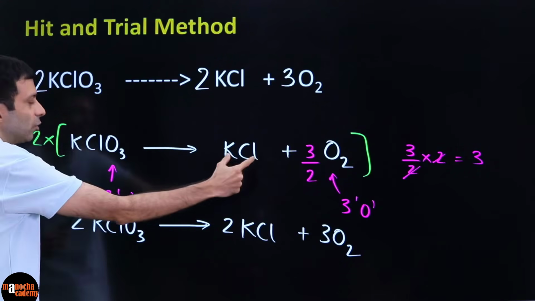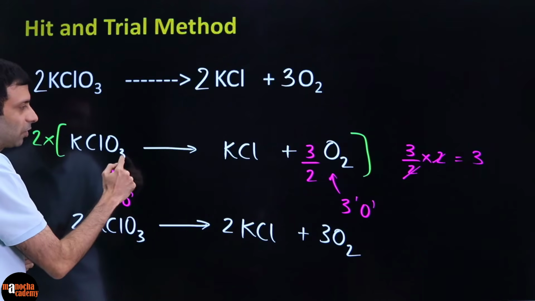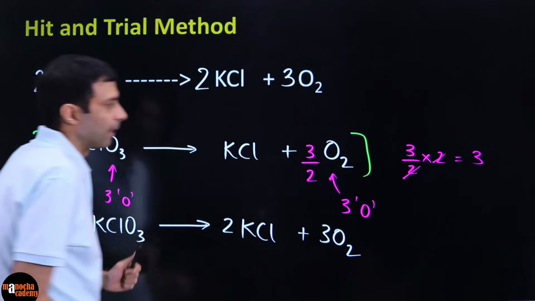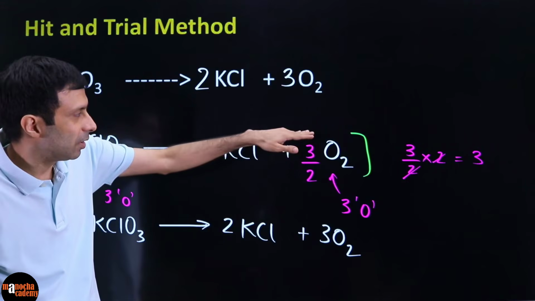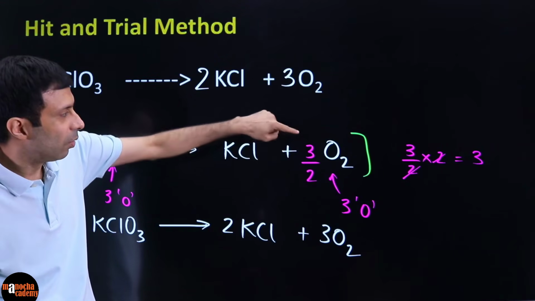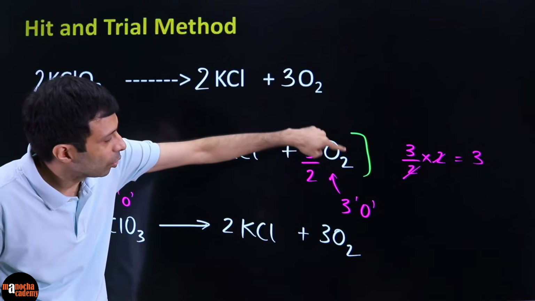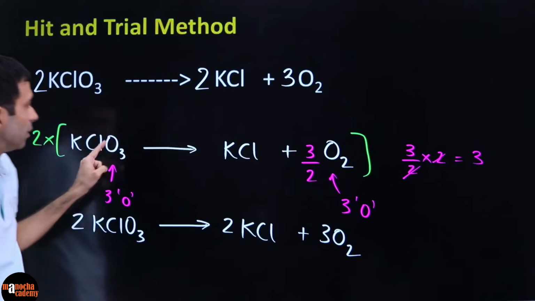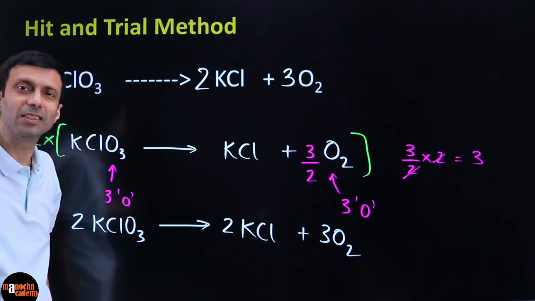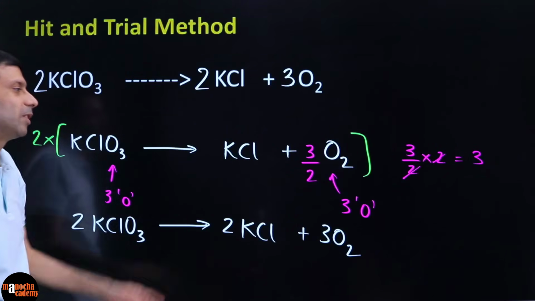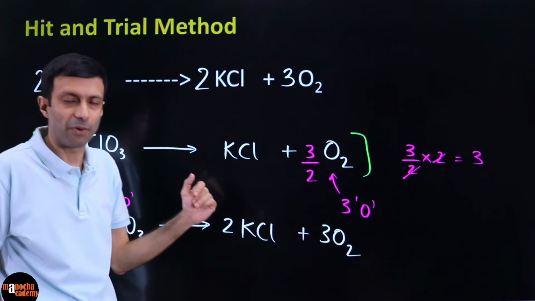Because we saw KCl is already balanced. Oxygen is 3 here, it's 2 here. So if I multiply oxygen atoms by 3 by 2, what is 3 by 2 times 2? 2 will cancel. So 3 oxygen over here, 3 over here. We have balanced it. But the only problem is we cannot leave fractions in our final answer.